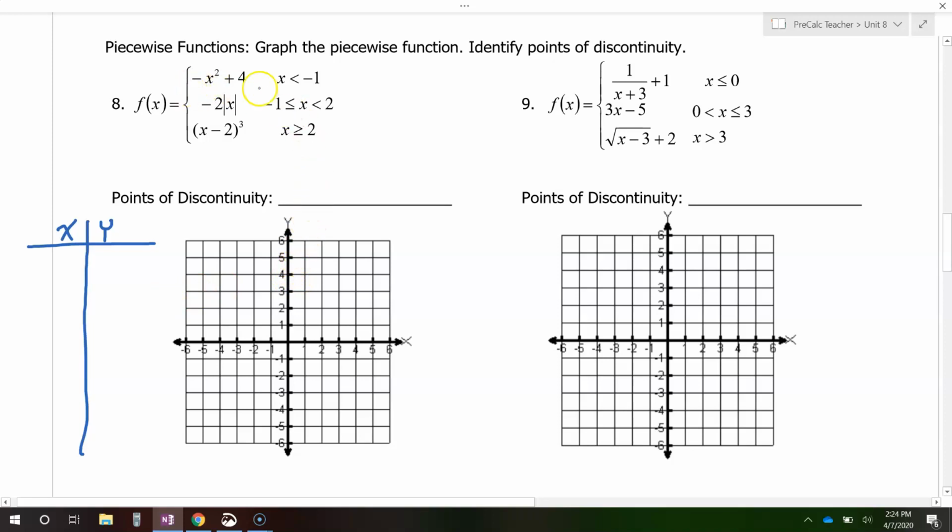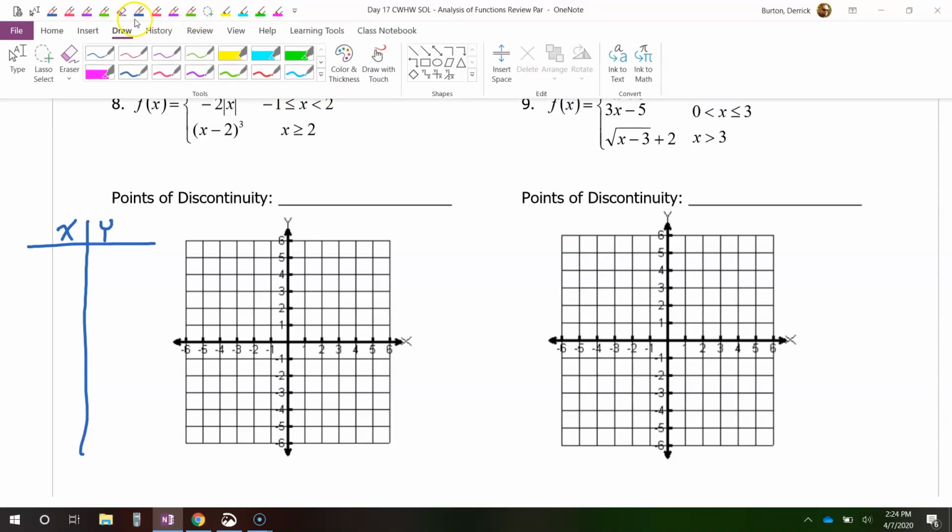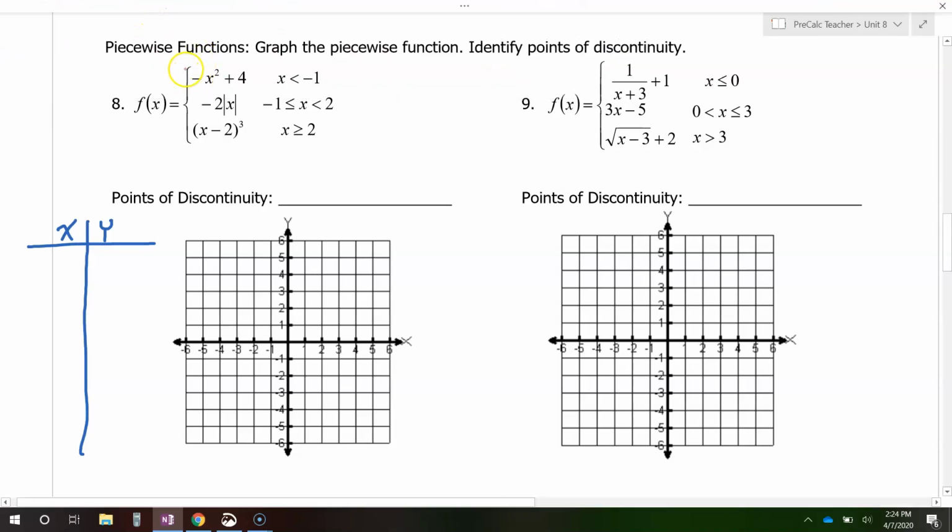So for the first piece of the graph, we need x values that are less than -1. So I think I'll start changing colors now. Let's do the first piece of the piecewise function in red. And I'm focusing in on the domain over here. This is the part that tells me which x values to use. It says x is less than -1. So you would think I would start with -2, but I'm not. I'm going to start with -1 when I do this.